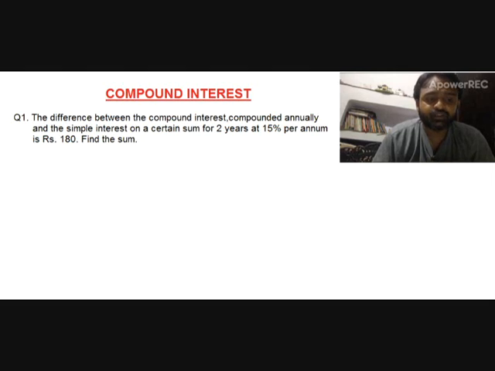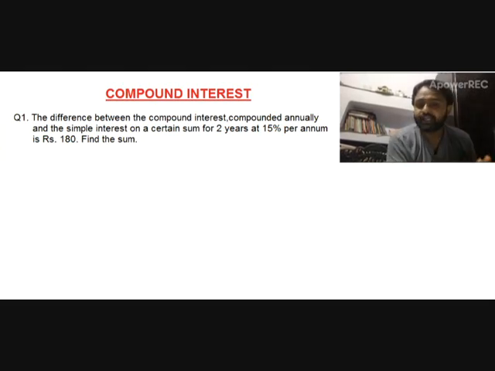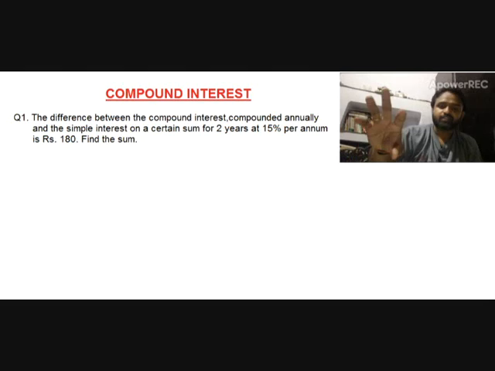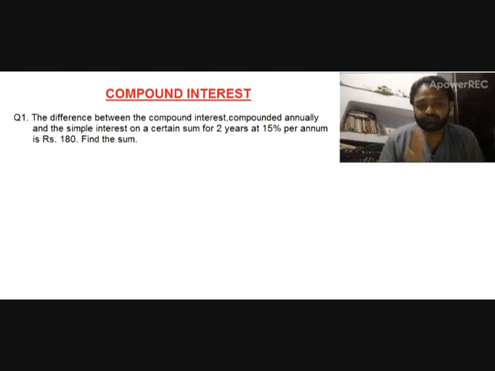The difference between the compound interest compounded annually and the simple interest means the difference between compound interest and simple interest is 180 rupees. If the amount is deposited in case of compound interest for 2 years and in case of simple interest for 2 years with the same rate of interest, that is 15%.